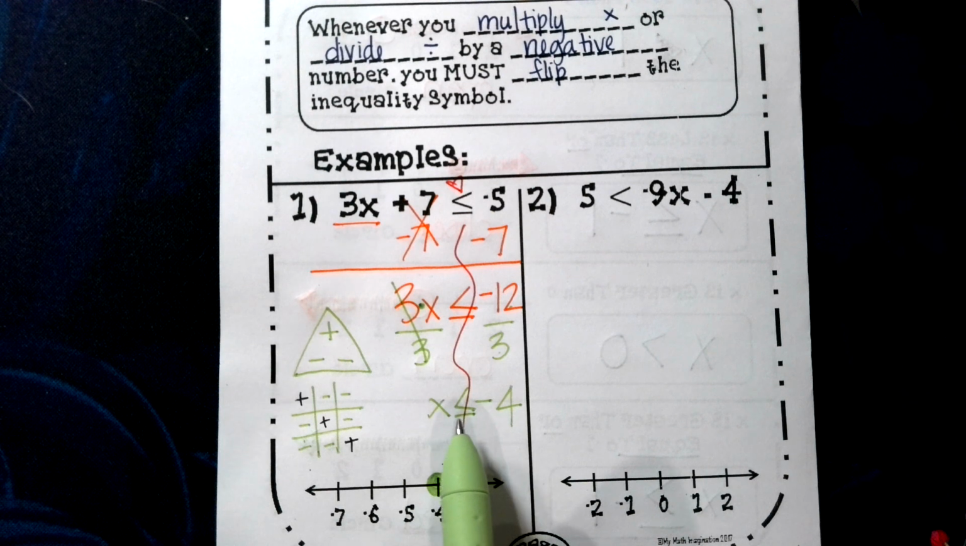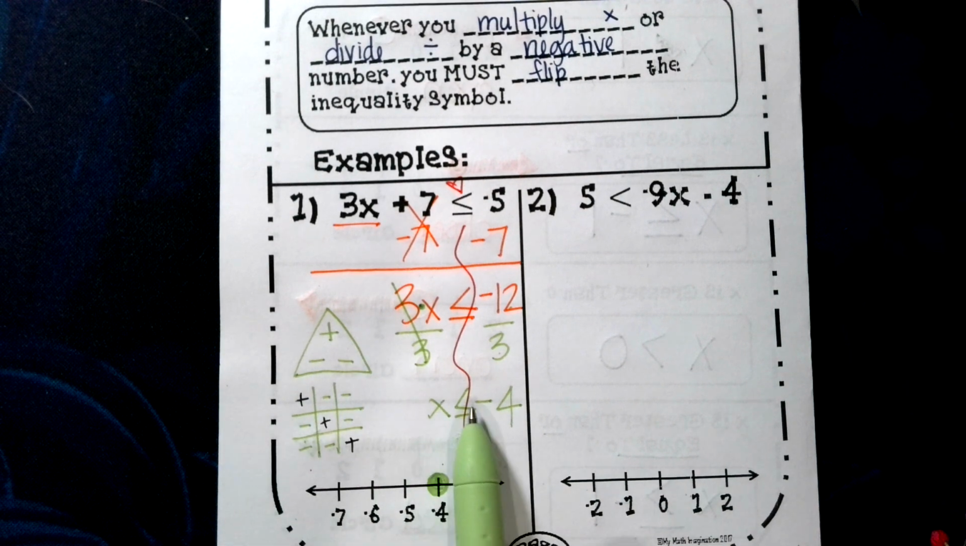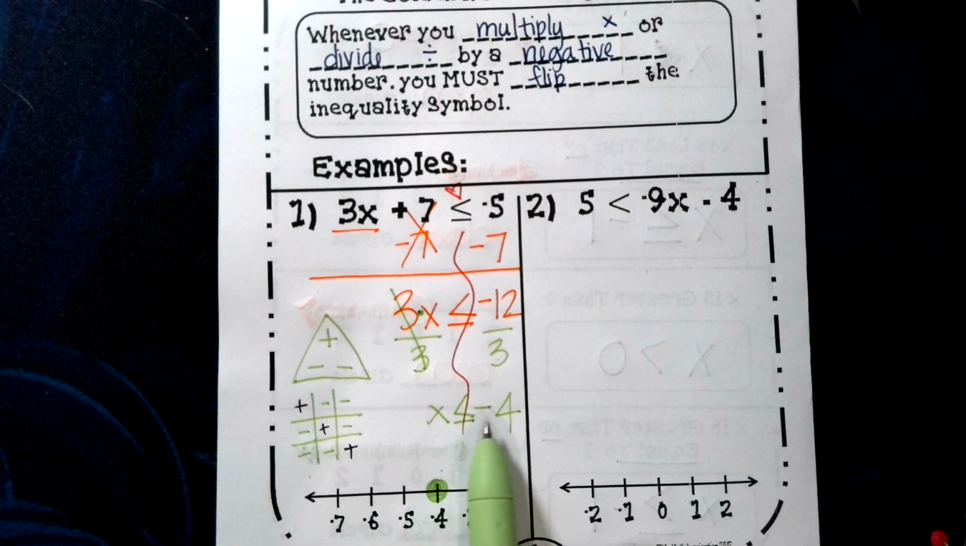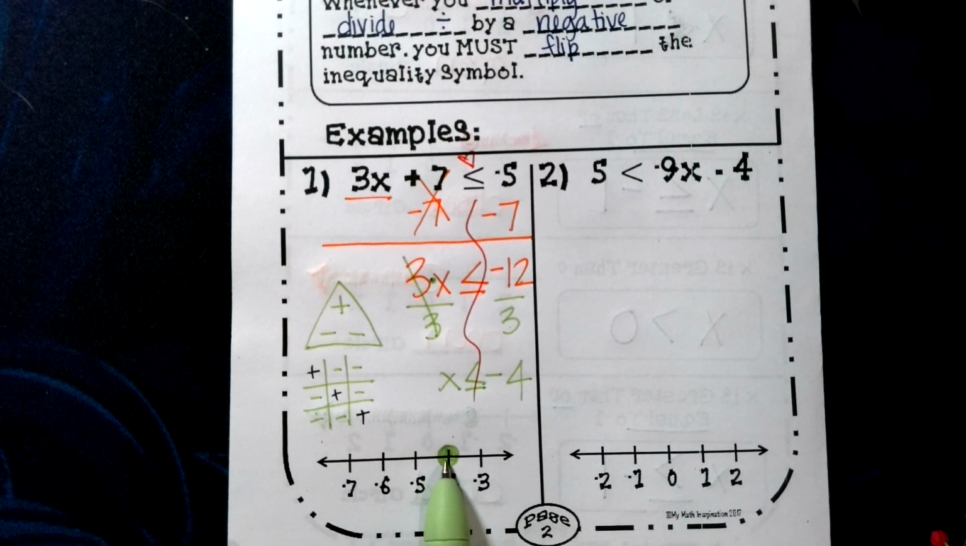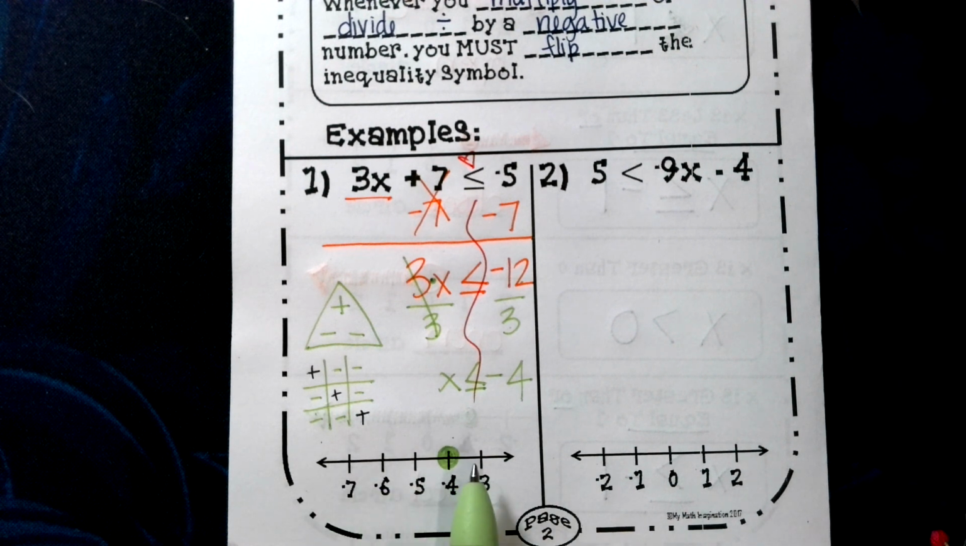If I got to be extra with my sign, I got to be extra with my dot. We're going to color it all the way in. And then x is less than or equal to negative 4. So if I want numbers less than, am I going to shade to the left or am I going to shade to the right? Which way is less?